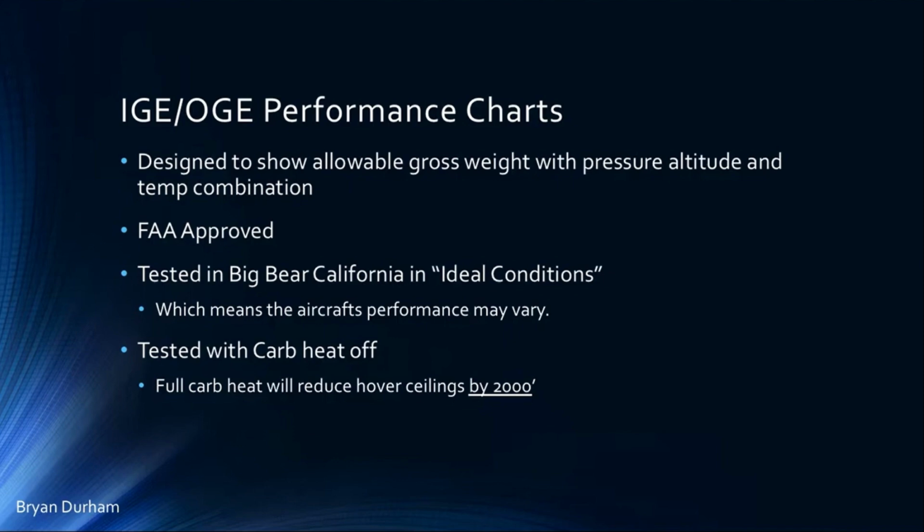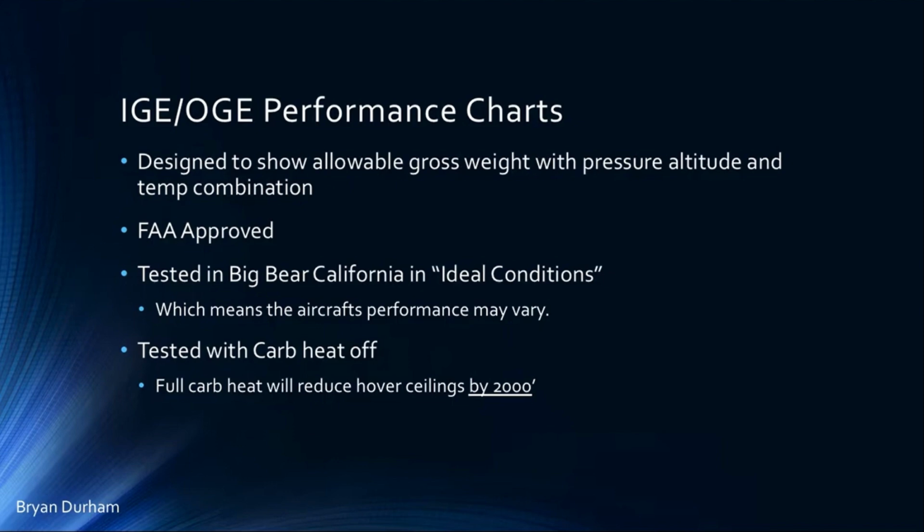Now, the R22 and the R44 were tested in Big Bear, California back in the 70s under quote-unquote ideal conditions. All that really means is it's a statement that tells you that the aircraft's performance is going to vary, okay? We'll talk a little later about the factors that are going to influence that, but all that really means is that conditions may vary. So it's giving you an educated guess at best. All of these were tested with carb heat off, okay?